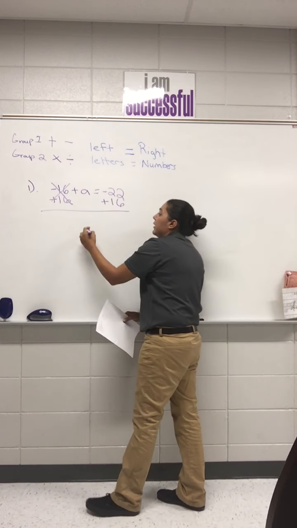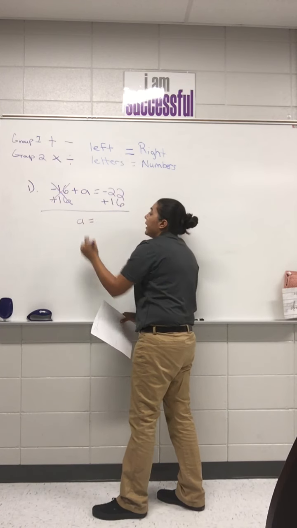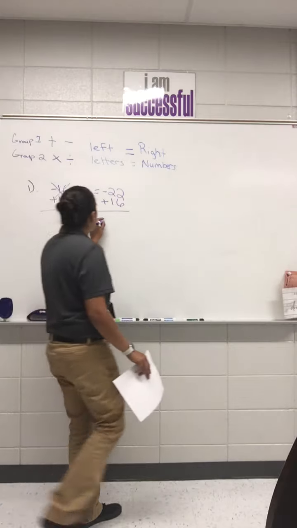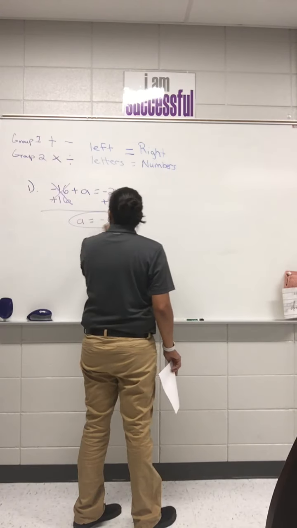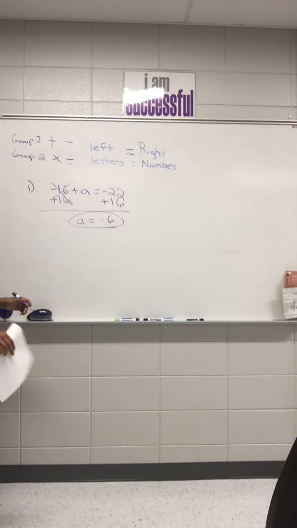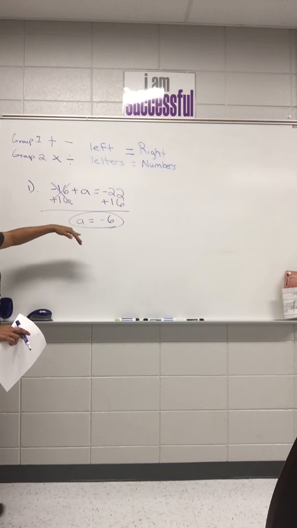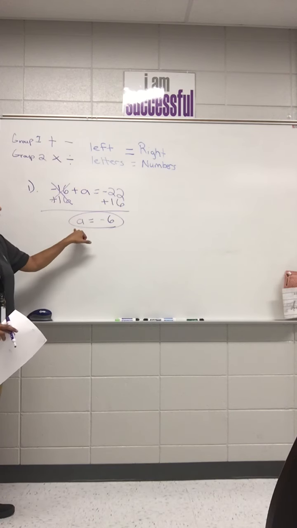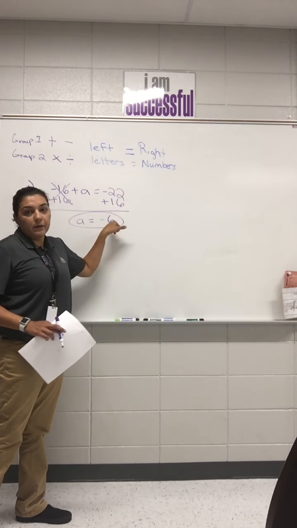We're going to drop everything down. All I have left over here is a, which letters go on the left. So I got an a left. And I got negative 22 plus 16. It's going to give you negative 6. And that's what it should look like. On every single one of these, it should be a single letter and then a number. Letters go on the left, numbers go on the right.